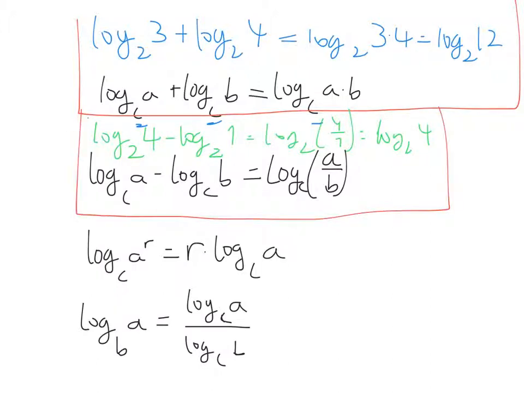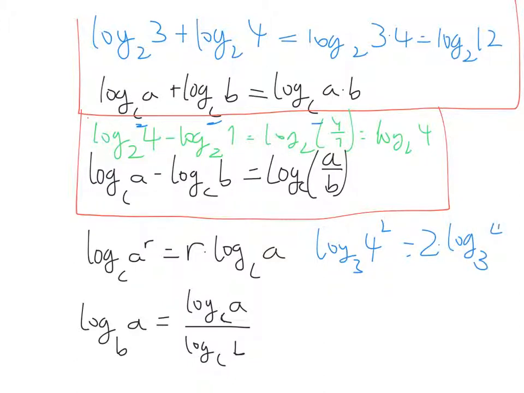This one's kind of tricky. I'm going to do it over here on the side. What this means is that if I have, for example, log base 3 of, let's say, 4 to the power of 2, this 2 that is to the power of, I can move it to the front of the logarithm.